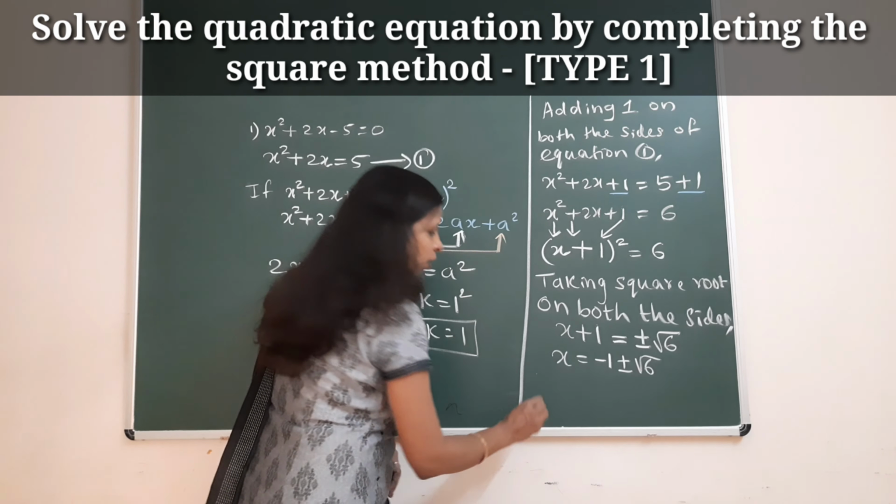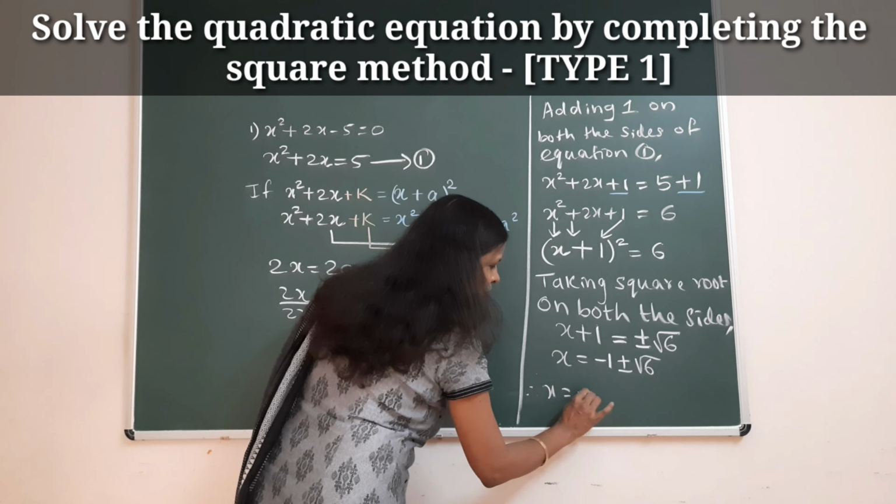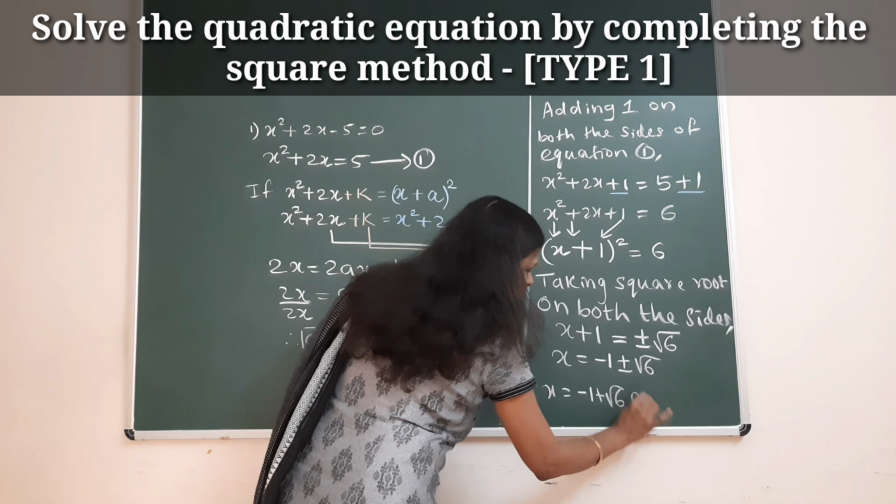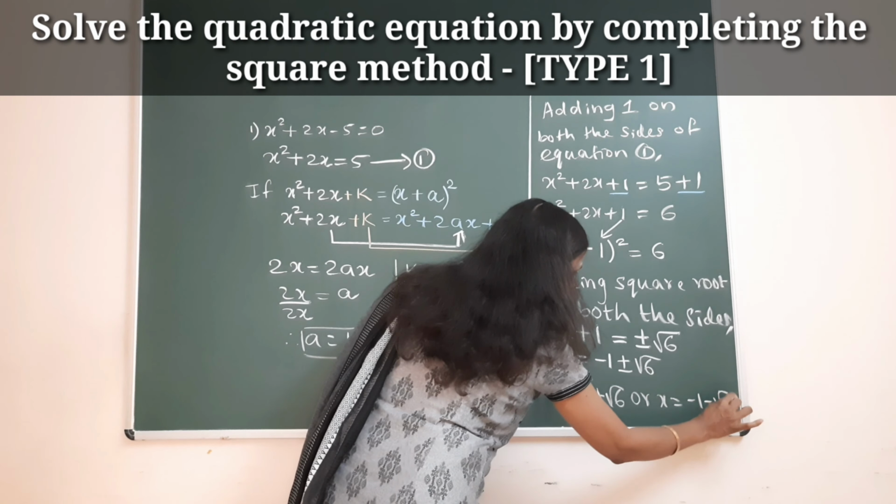So what is your x now? Therefore x is equal to minus 1 plus root 6, or x is equal to minus 1 minus root 6.